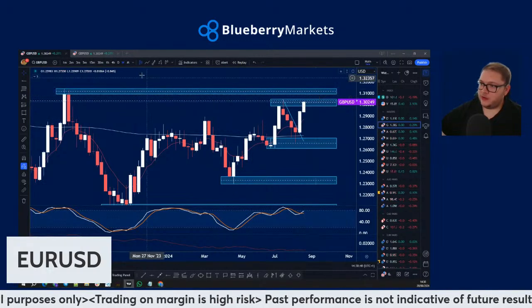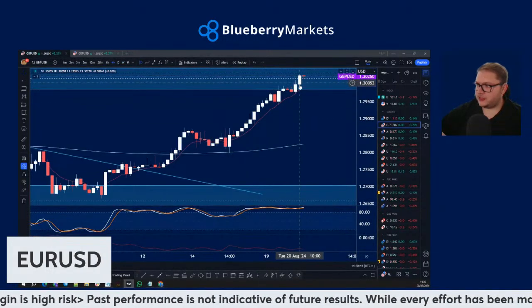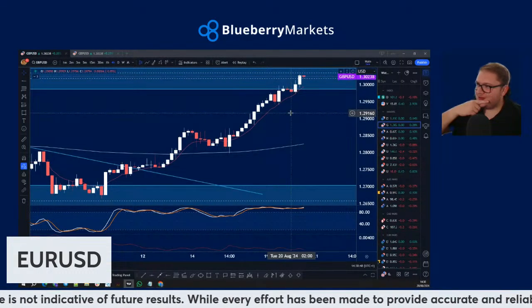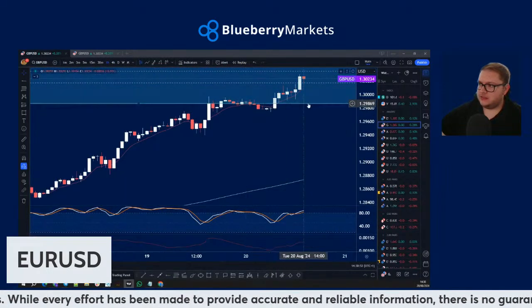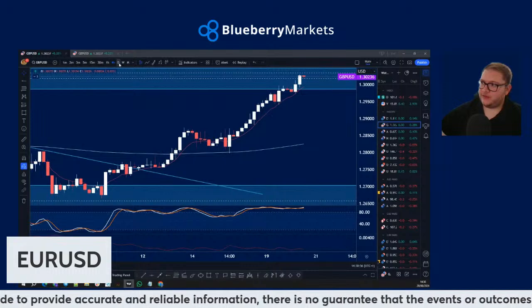Looking like we're going to get the 131s. I was looking at cable this morning, looking at this 4-hour chart, and look at this breakout that we've had, continuation. Although I don't like the idea of necessarily going long here because we're at resistance, it just looks like a very strong currency.